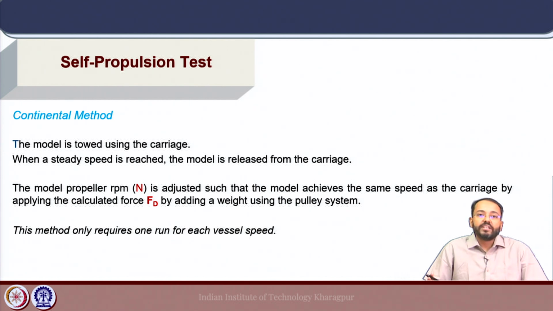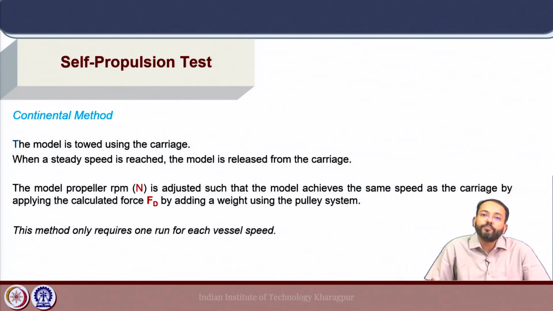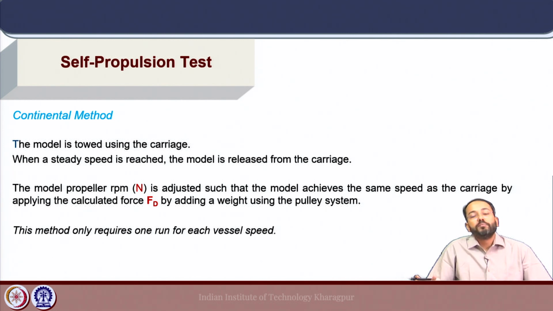So, for this particular method we use only one run for each vessel speed. So, for a particular model speed we measure the propeller RPM, thrust and torque using the dynamometer, and this corresponds to a particular value of tow force as provided by the pulley system, which is calculated based on the skin friction correction force FD, and this gives the self propulsion point corresponding to the ship scale in the model test.